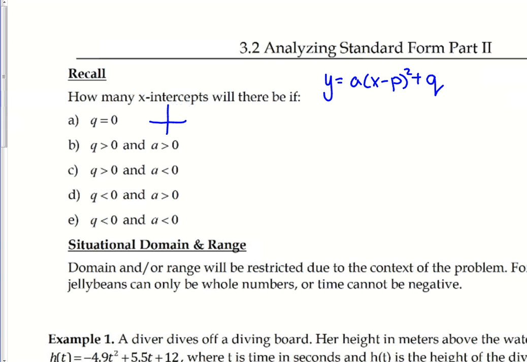Somewhere on the x-axis. So if it's somewhere on the x-axis, like for example, it could be here, or it could be opening down, right? All of these are an example of a Q value of 0. How many x-intercepts will we have? Just one.